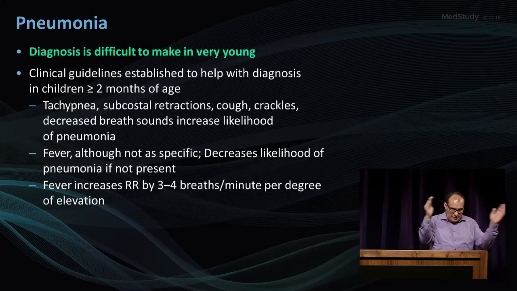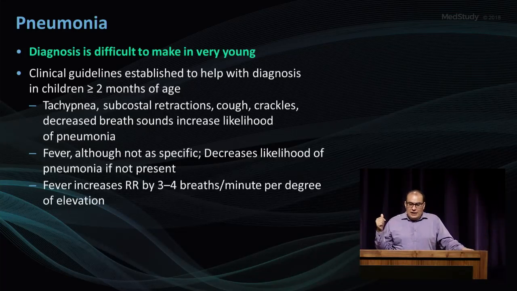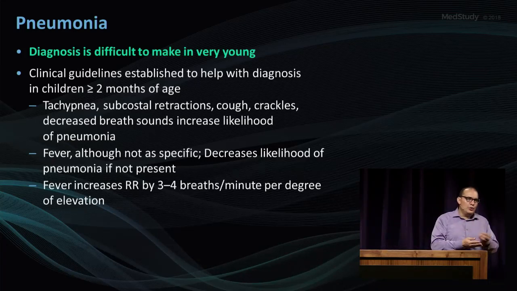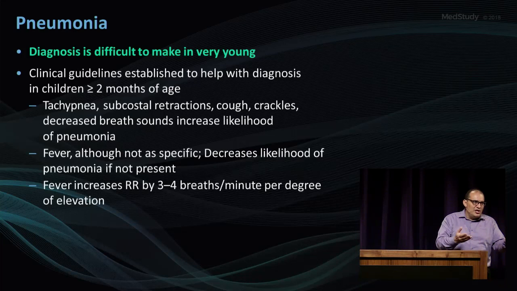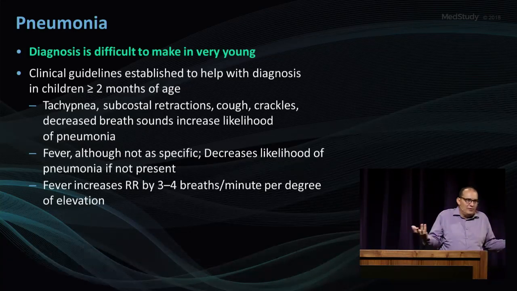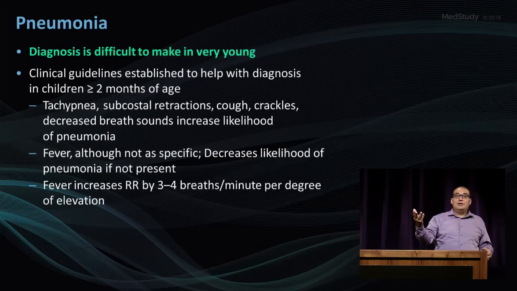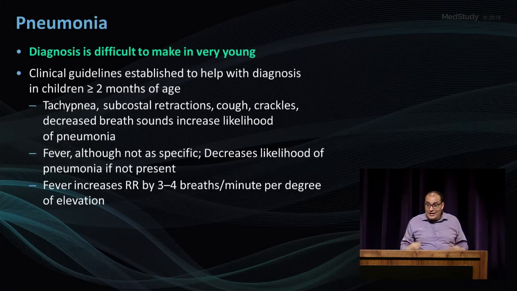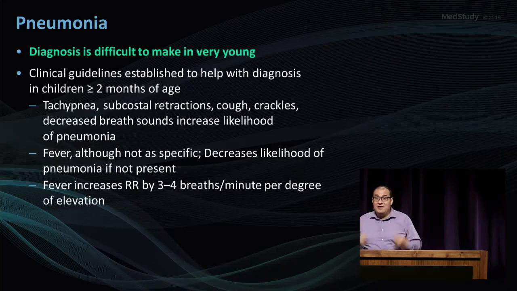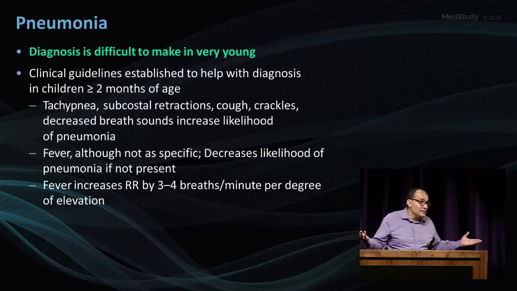So let's fill in these. Diagnosis is difficult to make in very young. That's why when you have a newborn with sepsis, you do a chest X-ray, though you don't have any finding, correct? Any localizing signs, you say it's part of the sepsis workup. Pneumonia is difficult to diagnose in very young kids. That's why you do an X-ray in any rule-out sepsis. Correct?